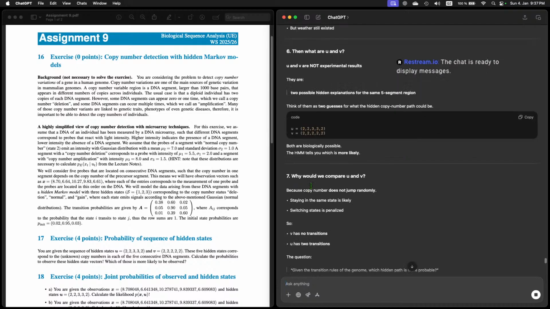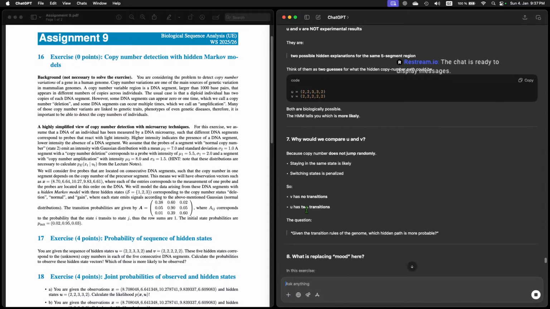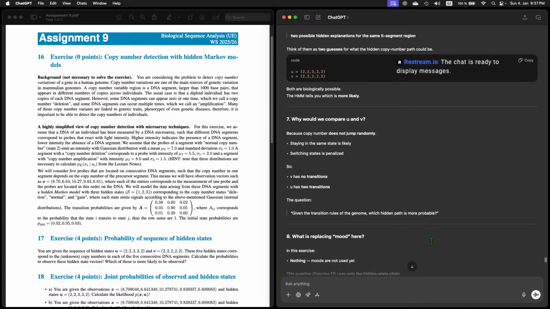What would be compared, U and V? Copy numbers do not jump randomly. Staying in the same number state is likely. Switching states is penalized. So V has no transitions. U has two transitions, from two to three and three to two. The question is, given the transition rules of the genome, which hidden path is more probable?